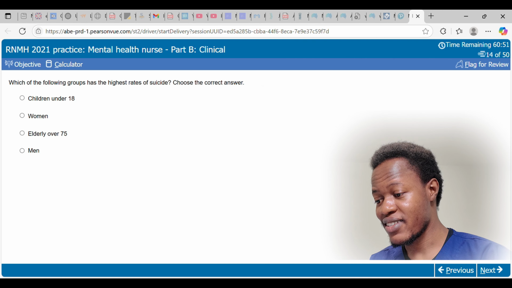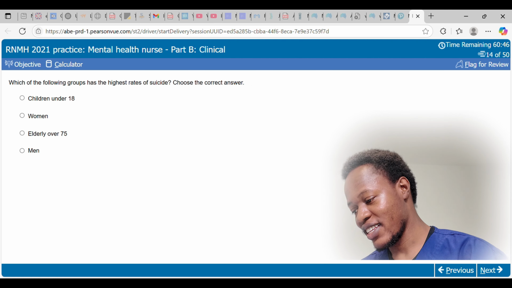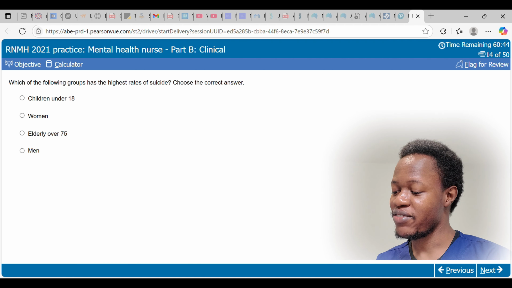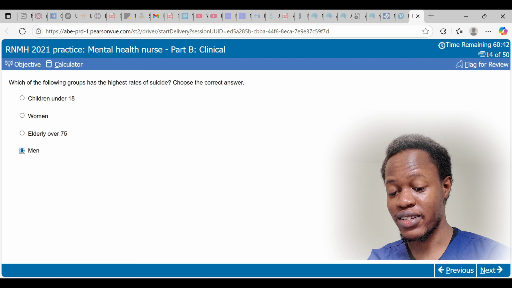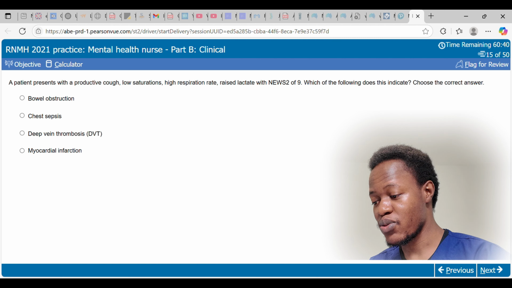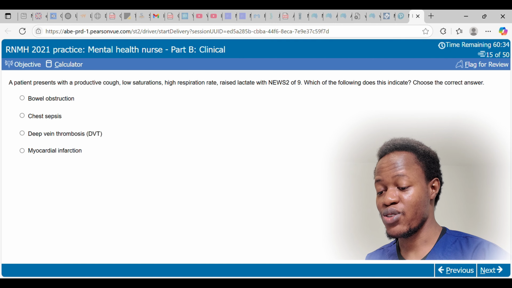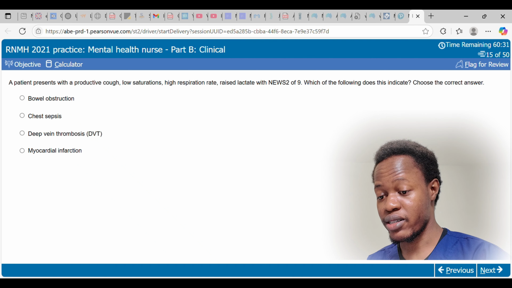Which of the following groups has the highest rate of suicide? Not children under 18, not women, elderly over 75. No, it's men. I'm 100% sure it's men. A patient presents with a productive cough, low saturations, high respiration rate, raised lactate with NEWS2 of 9. Oh my god.